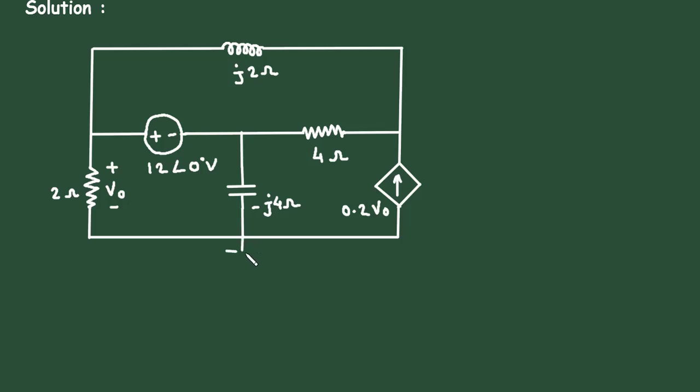Let's assume this as a reference node. Now here we can see the voltage across this 2 ohm is VO, and this 2 ohm is connected to this reference node, and this is a node. So we can assume this node voltage as VO. Now let's say this node voltage is V2 and this node voltage is V3. Now here we can see between this node VO and this node V2 there is a voltage source. That means this forms a supernode. So this is called as supernode.